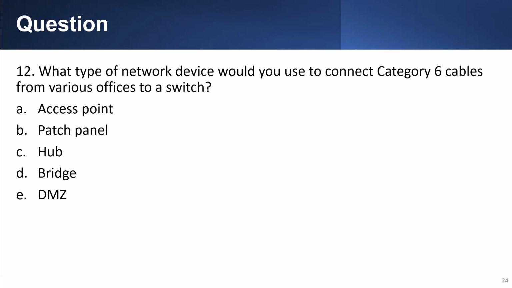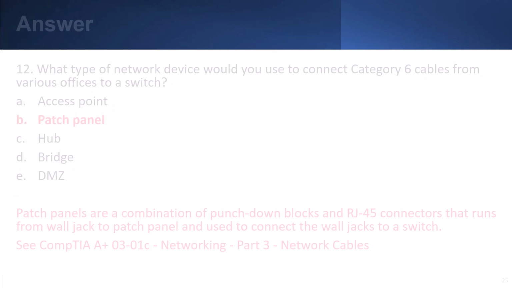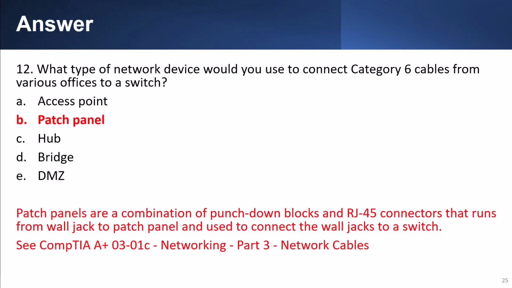Question 12. What type of network device would you use to connect Category 6 cables from various offices to a switch? Answer: patch panel. Patch panels are a combination of punch-down blocks and RJ45 connectors that run from the wall jack to the patch panel and are used to connect the wall jacks to a switch.